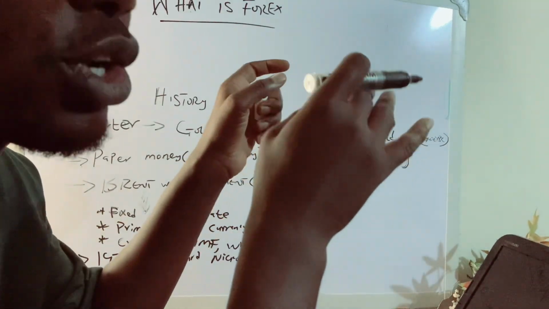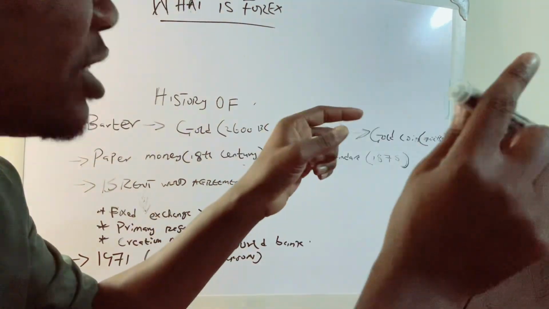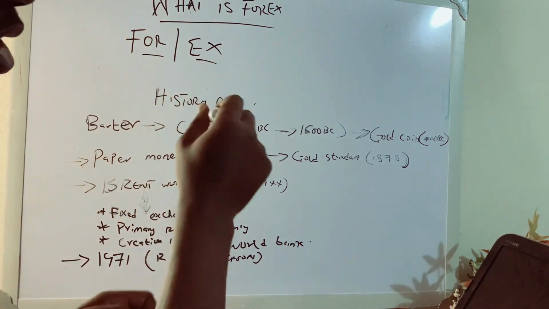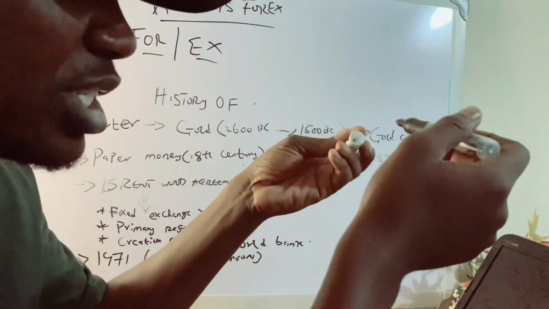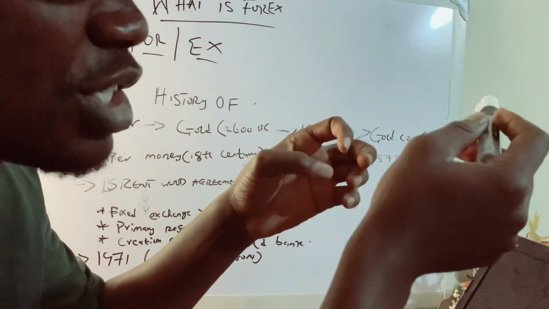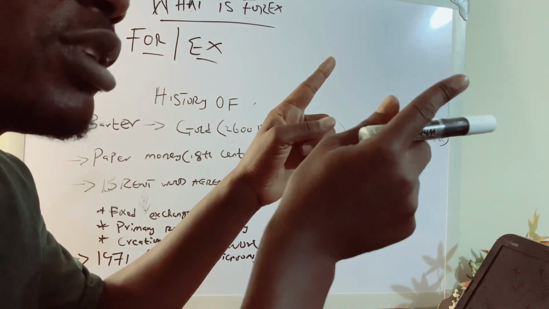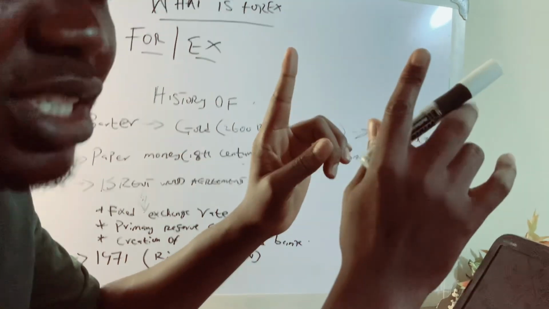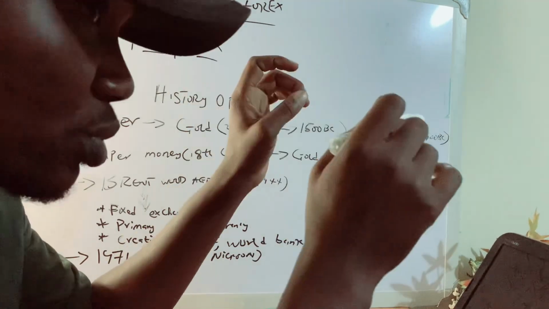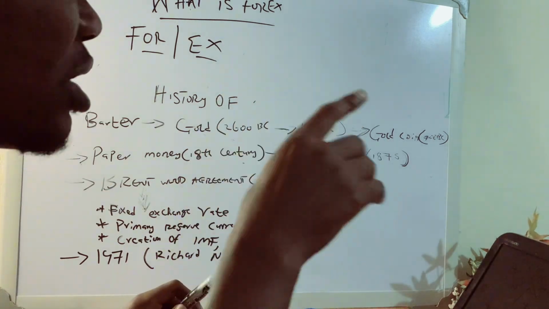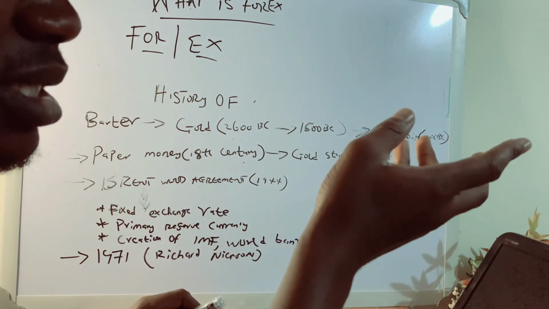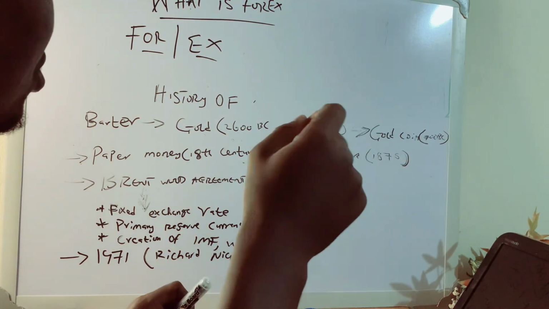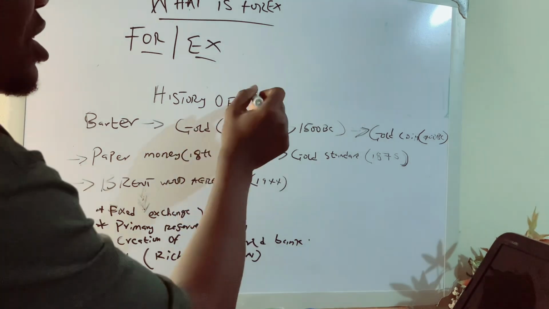Actually, Forex is a conjoined word meaning foreign exchange. Now, what is foreign exchange in the literal meaning? This is just the exchange of the currency of one nation for that of another, the exchange of currency between two nations. It can also be the trading of currencies virtually on platforms like MetaTrader 4 and MetaTrader 5. On this note, we're going to proceed to the history of money.